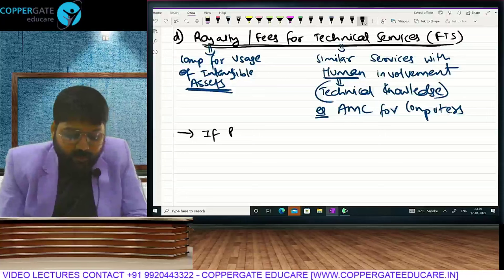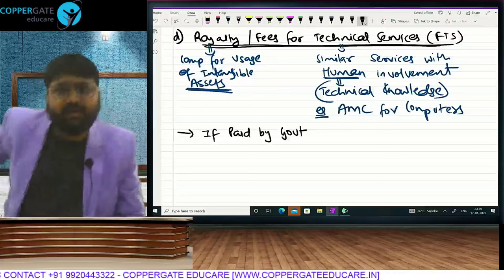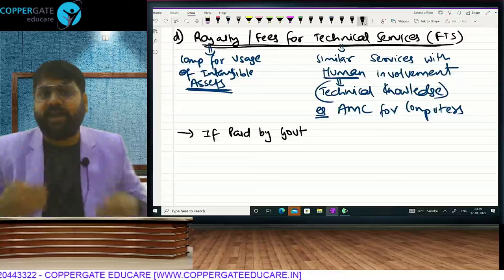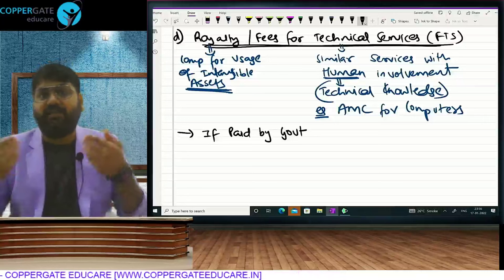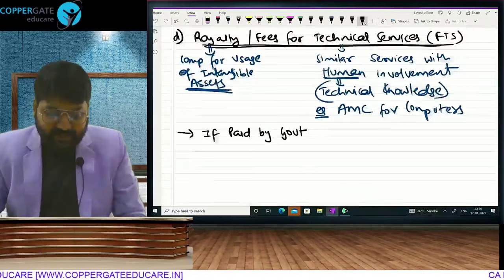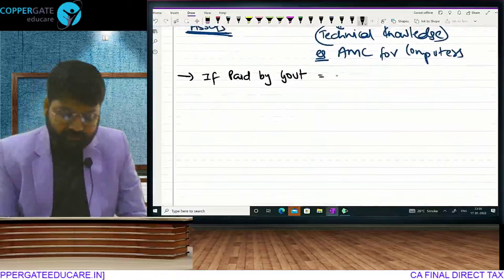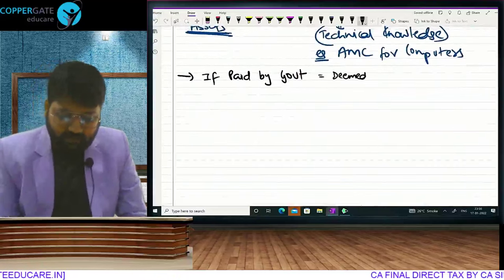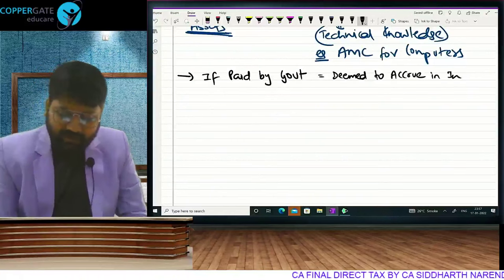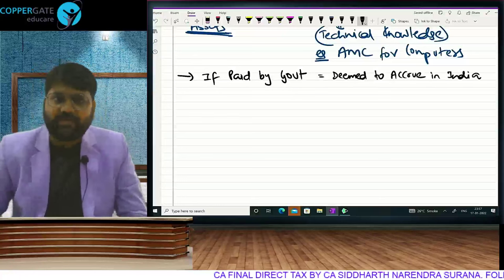Now I want you to participate. If the royalty or FTS is paid by the government, even if it is paid outside India, even if it is paid to a non-resident, even if the agreement is happening outside India, the payment is happening outside India, what do you think? With all the points that we have already studied, please come on, participate and tell me, what do you think? This income will be deemed to accrue in India. That means it will be treated as Indian income and it is going to be taxable for everyone.